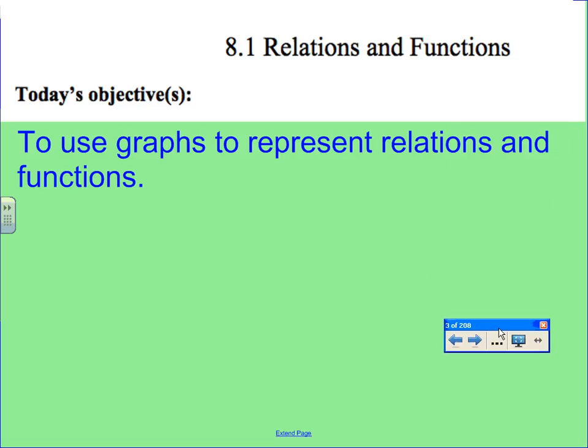Okay, our objective for 8.1 is to use a graph to represent relations and functions. So we are going to use a graph to represent relations and functions. And I will not take points off if you don't write the objective, but just so you know what we're going to do with this lesson.